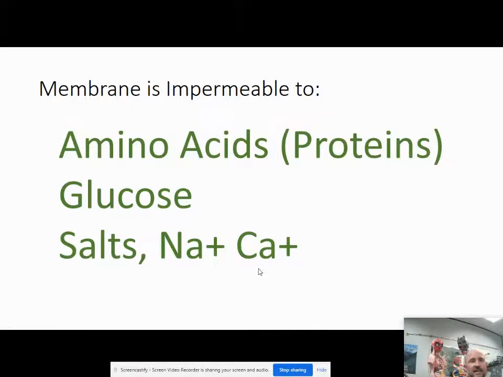Okay. These things cannot pass through the cell, so they're going to need one of those protein channels to get through. And so those things are things like amino acids. So proteins are going to require proteins to move in and out of the cell. So when we eat our food, we have to transfer the parts of our food, which are proteins and amino acids, in and out.